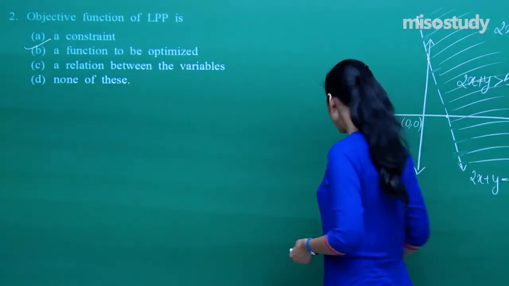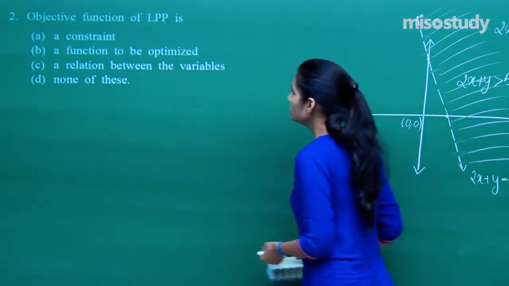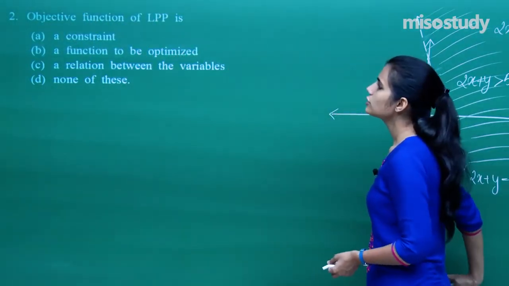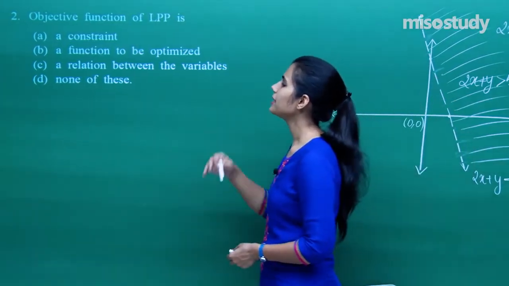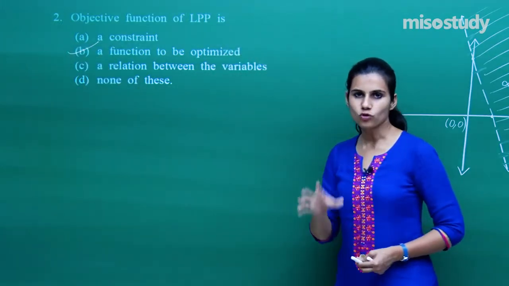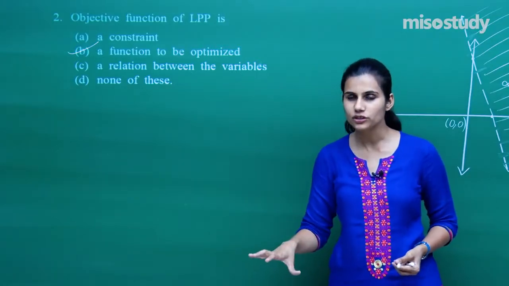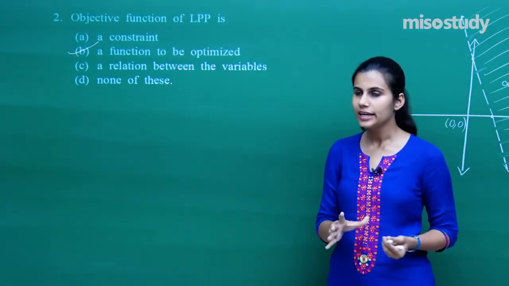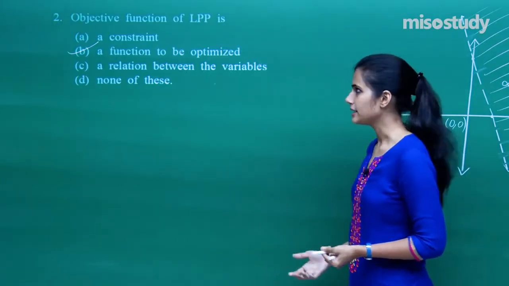We have the objective function of an LPP. This is just regarding the concept. The objective function of an LPP is not a constraint. It is, yes, a relation between the variables, but more than that, it is a function to be optimized. We need to optimize that, either maximize or minimize depending upon whether it is a profit function or a cost function, right? So depending upon it, it is a function which needs to be at the end of the day optimized.